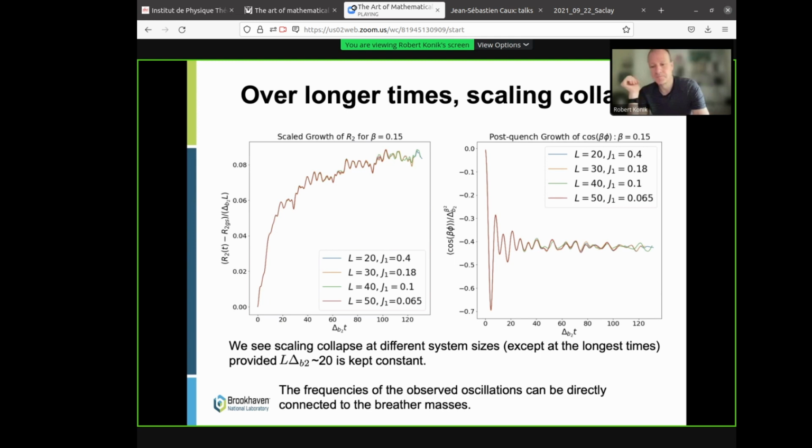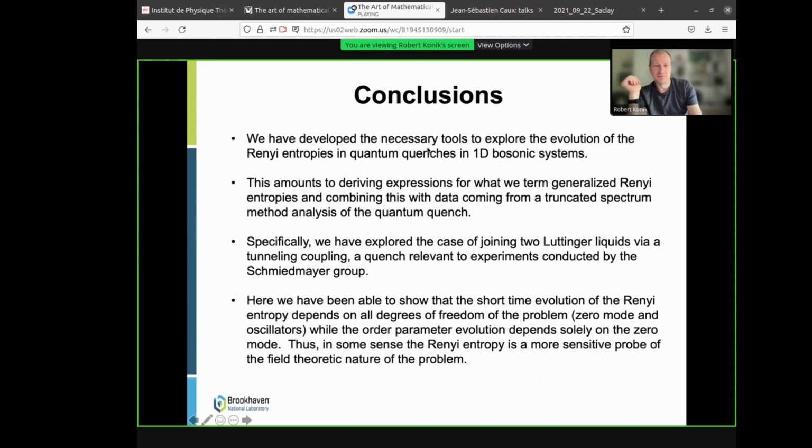So with that, let me conclude. I hope to tell you today that we've developed some tools that will allow one to compute the Renyi entropies in the context of bosonic field theories, or systems that can be represented in terms of bosonic field theories. And this amounts to combining data coming from the truncated spectrum approach and using these generalized Renyi entropies that we've managed to compute for arbitrary excited states and arbitrary combinations of excited states for the c equals one CFT.